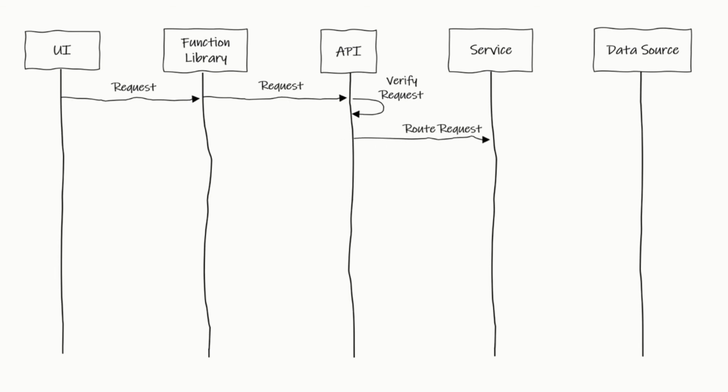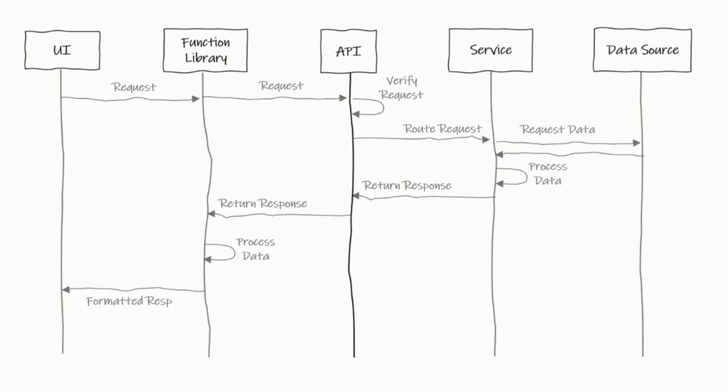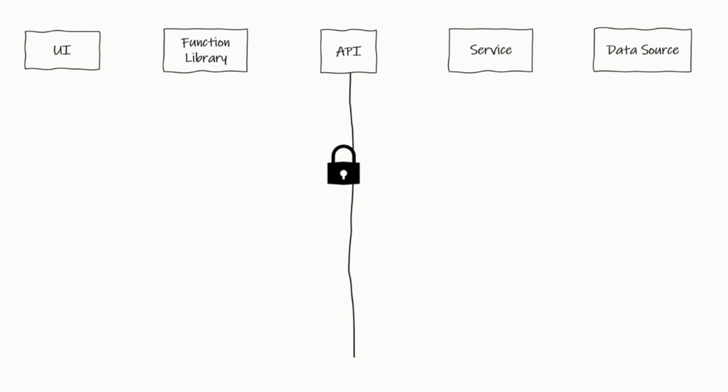Then that gets sent to the backend service, which in turn might have to grab some data, which then in turn might have to do a little bit more processing and orchestration or something like that, sending it back to the API, which then sends it back to the function library, where we once again have to do a little bit of formatting because we have to make it pretty for whatever that device or situation is that we have on the front end. And then we finally send that formatted response back to the UI where the user can view it.